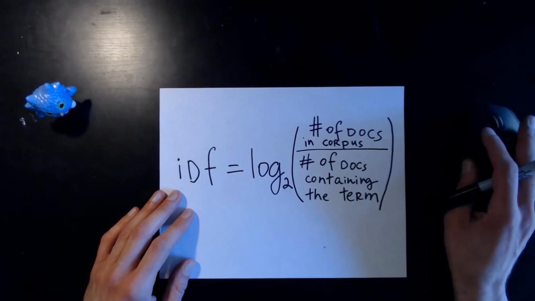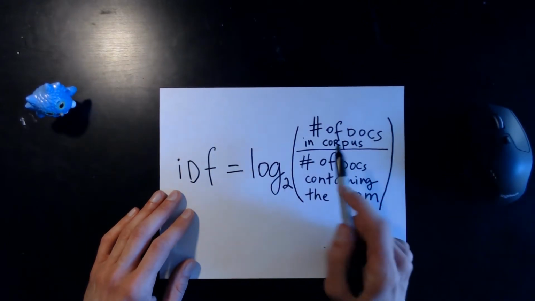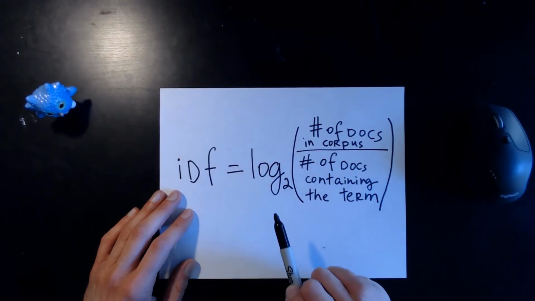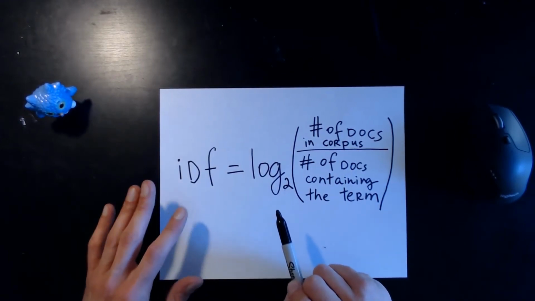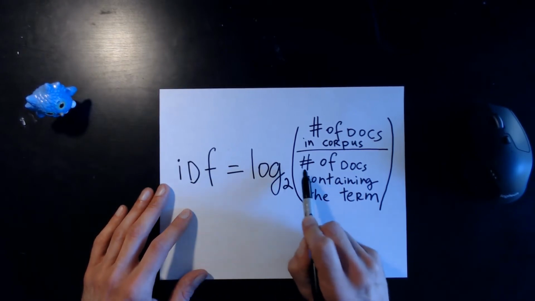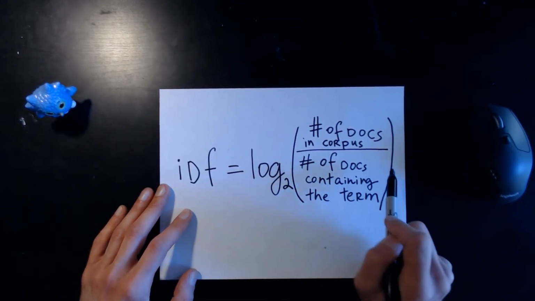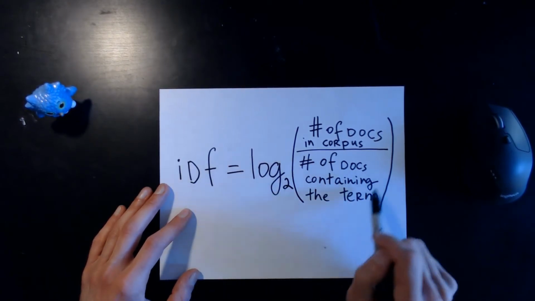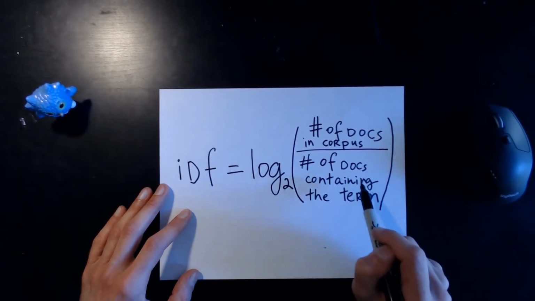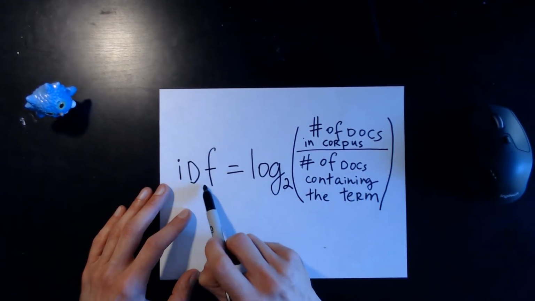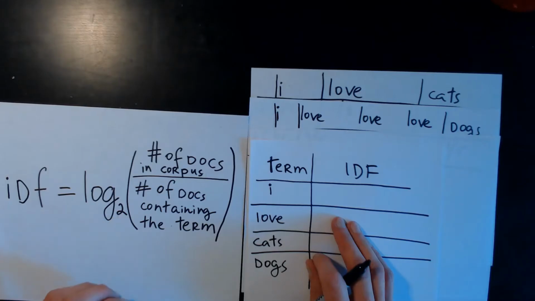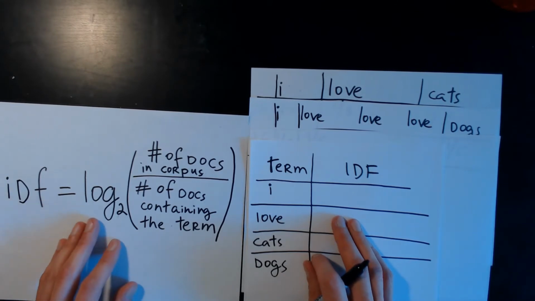Let's take a look at the formula for IDF. The numerator of IDF has the number of documents in the corpus in total. So in our pet sentiment corpus, we have 2 documents. And the denominator has the number of documents containing a particular term. So if more documents contain the term, IDF is going to become lower, and we're going to consider the term less interesting. We're now going to compute the IDFs for each unique term in our 2 documents.